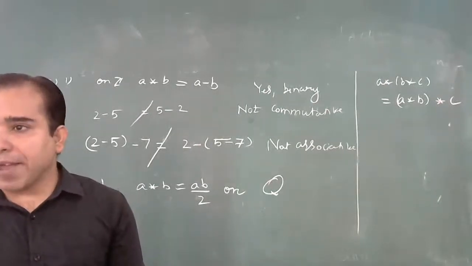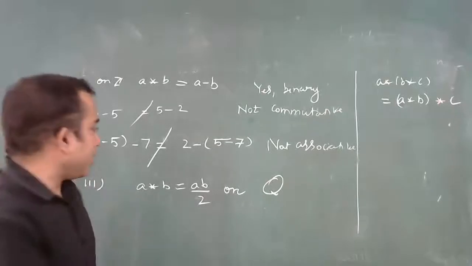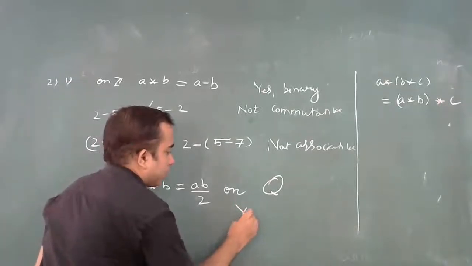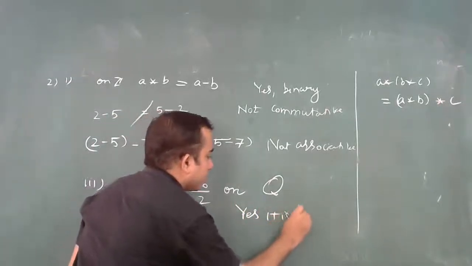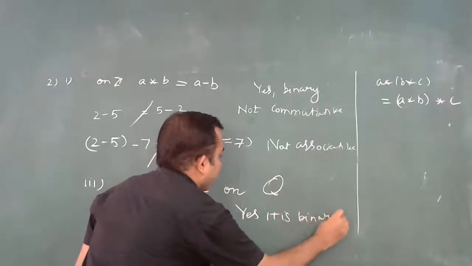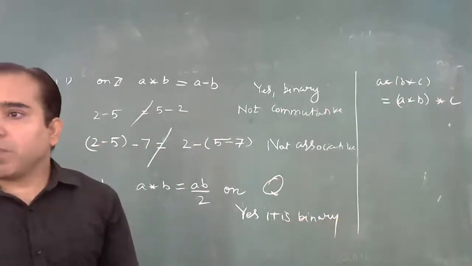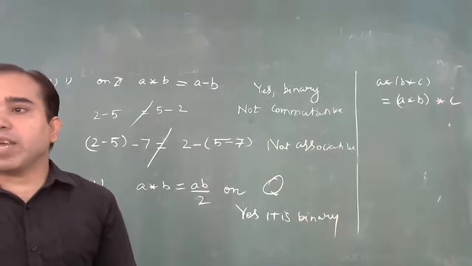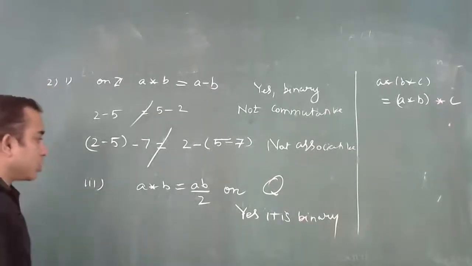Ankit Singh is replying that the third one, yes, binary. Very good, Ankit. Yes, it is binary. Then both commutative, yes, commutative and associative. तीनों ही है. Very nice.